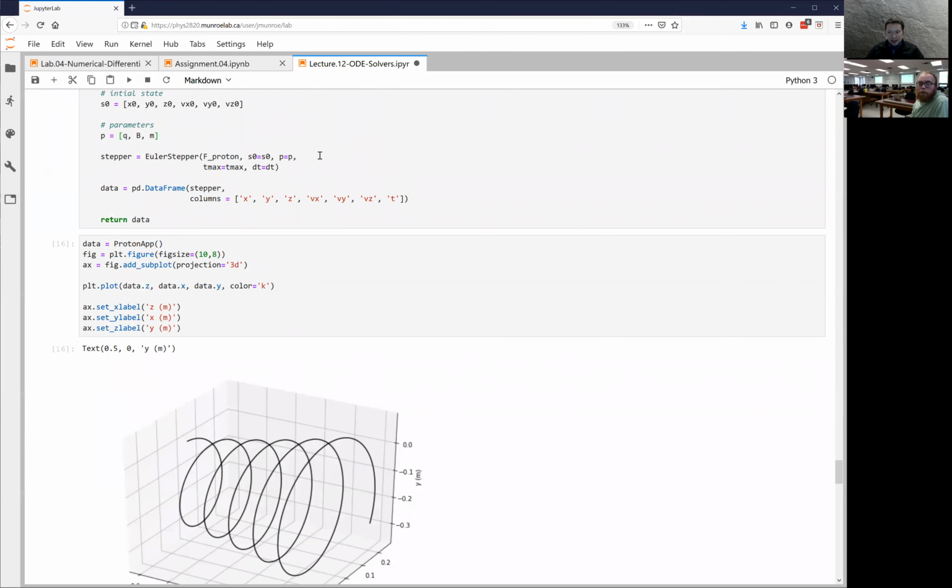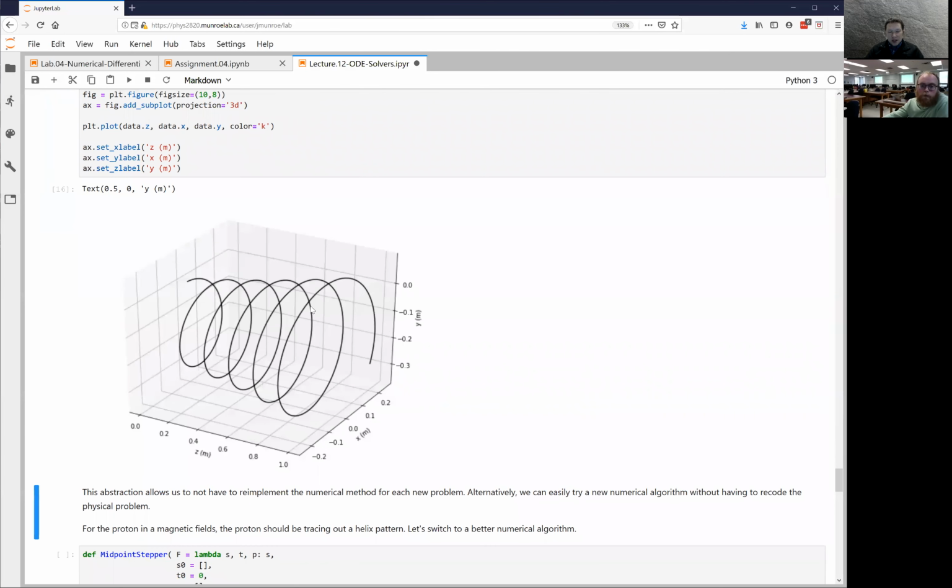Now, if we look at this algorithm, you'll see that this is a spiral. There's a problem. You might recall from either the test or from first year physics that a proton in a magnetic field, the magnetic field's not doing any work on the proton. It should not be increasing in its radius. It should just be tracing a perfect circle. Part of the problem is the Euler method is not conserving any energy.